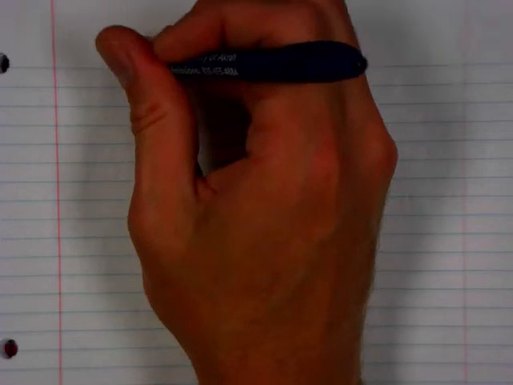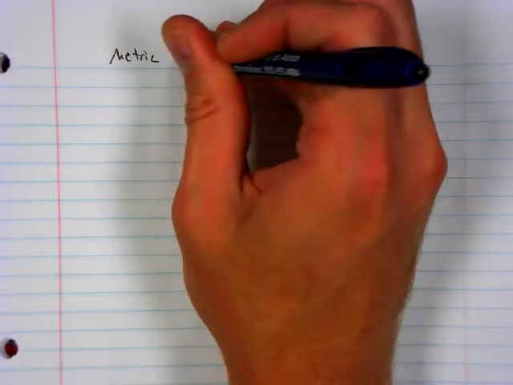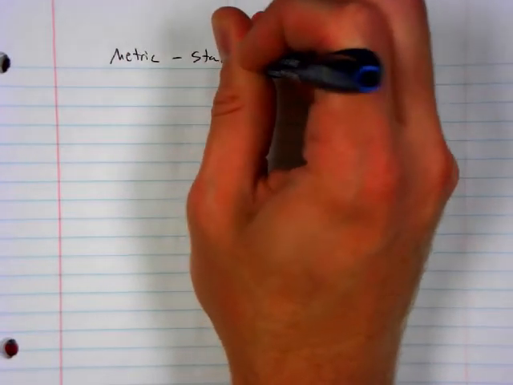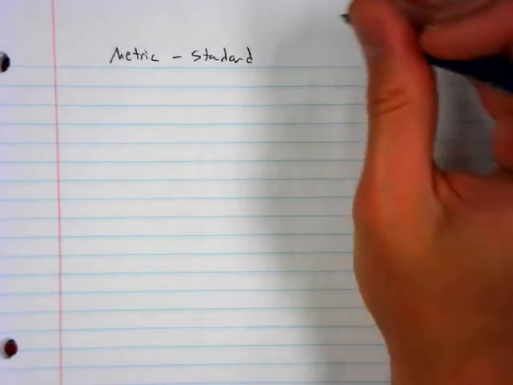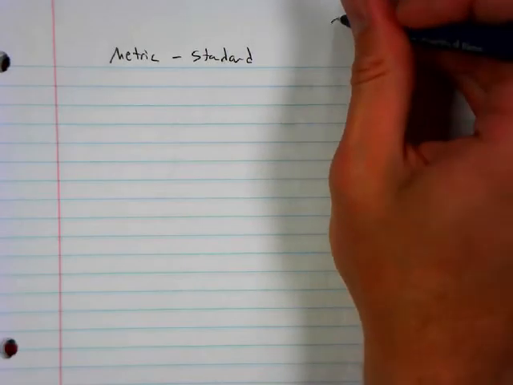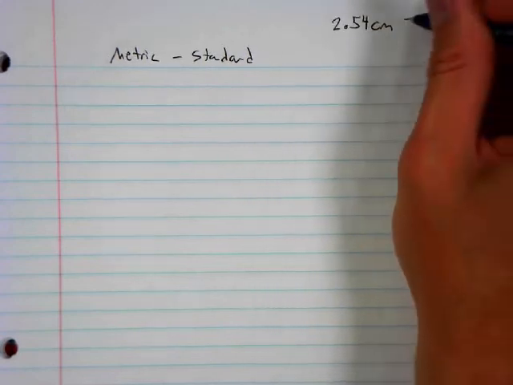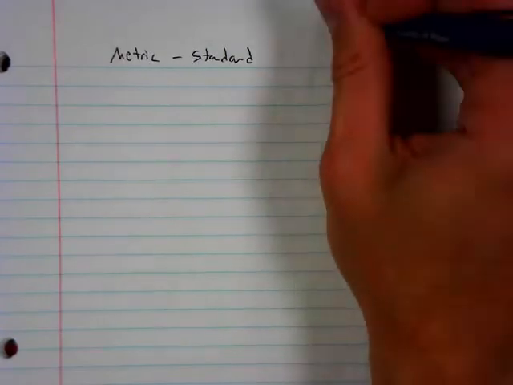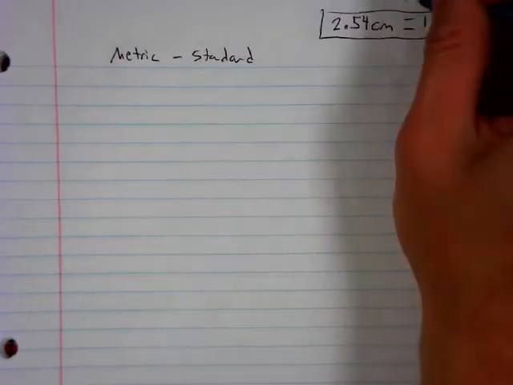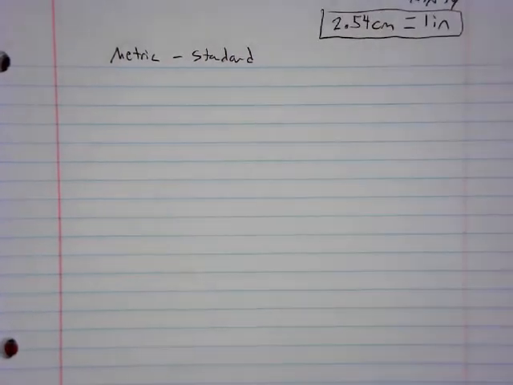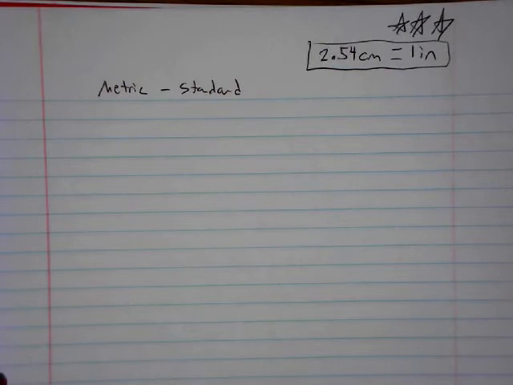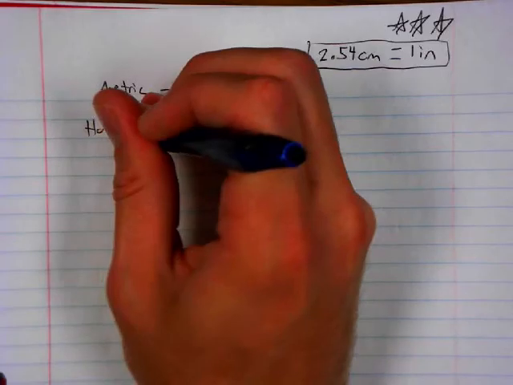Okay, let's do another one. What if we're going from metric to English? If I am going from metric to standard, the key for this is the following conversion. You must know that there is 2.54 centimeters in 1 inch. All right, you've got to know that. This is the conversion that we use in science to go from standard to metric or metric to standard.